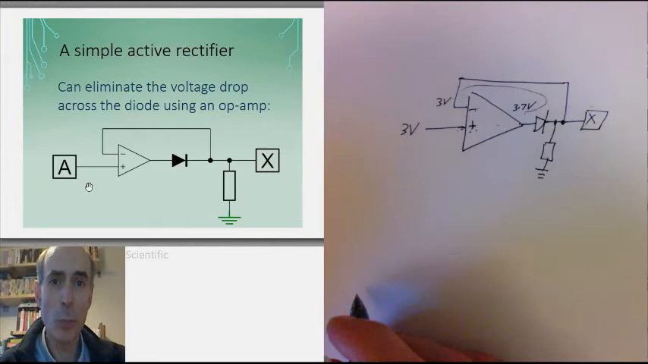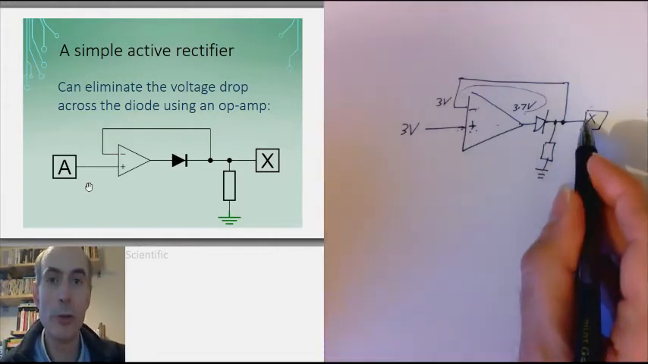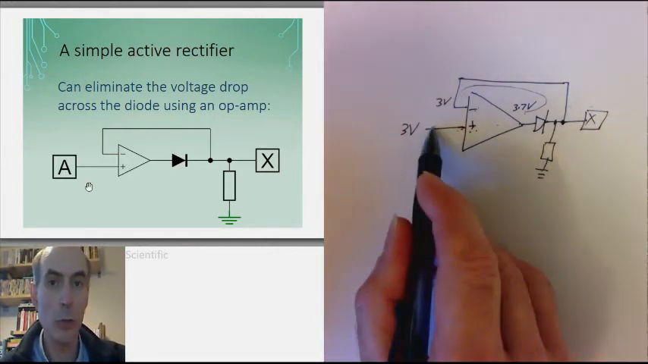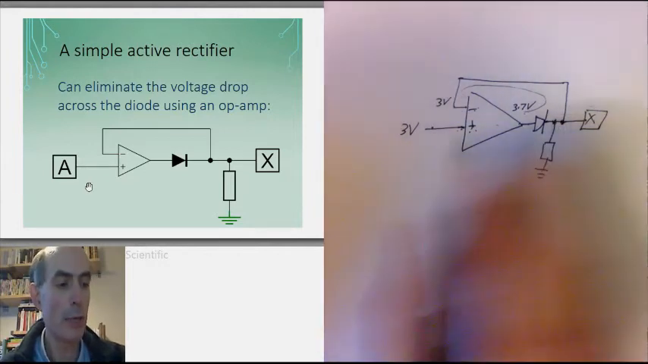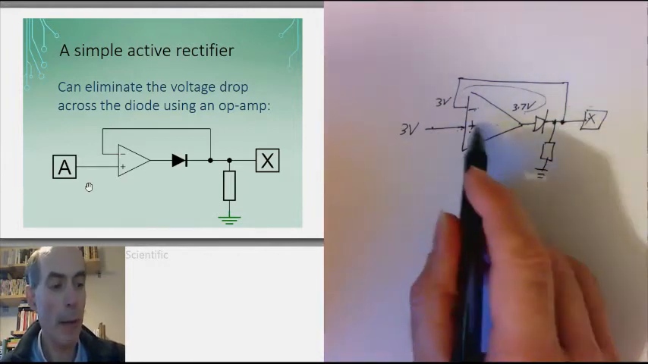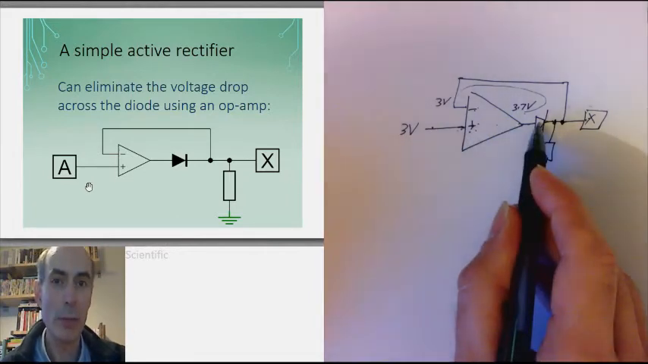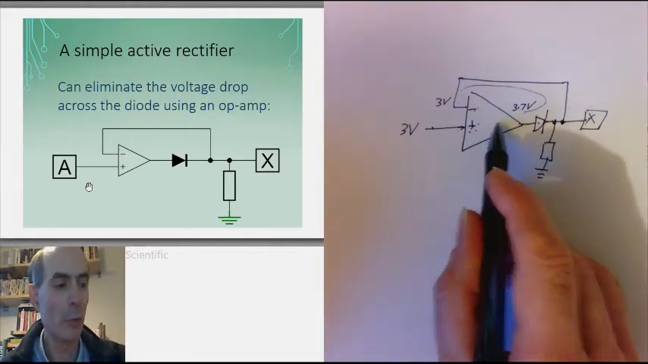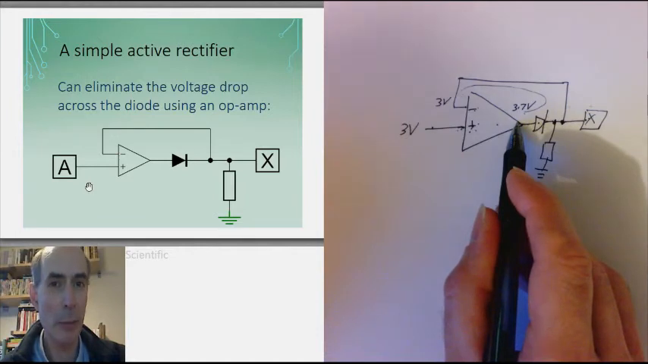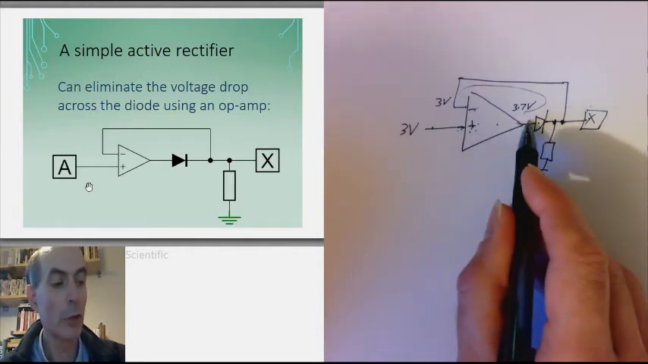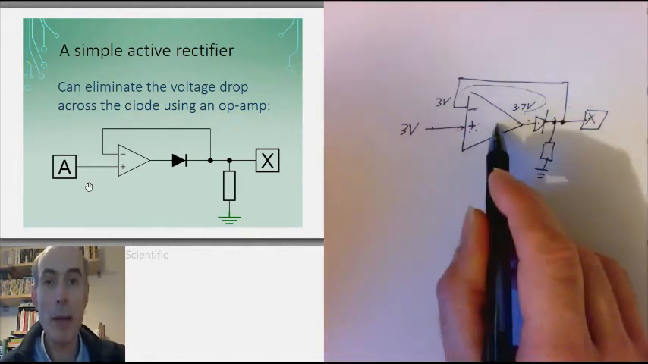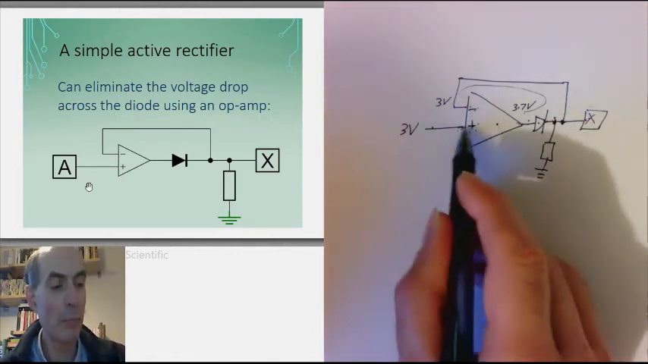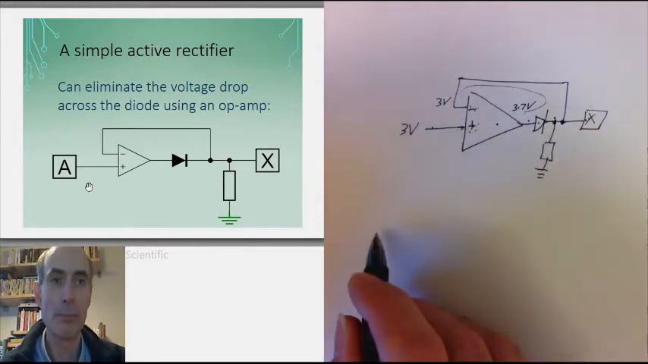But that's exactly what we want. We now have an output of our circuit which is equal to the input. It doesn't have the diode drop between the input and the output because the op-amp is compensating for it. The op-amp is increasing the voltage by exactly the amount that would be required to compensate for the voltage drop across the diode, because the op-amp is trying to get both of its inputs to the same voltage.